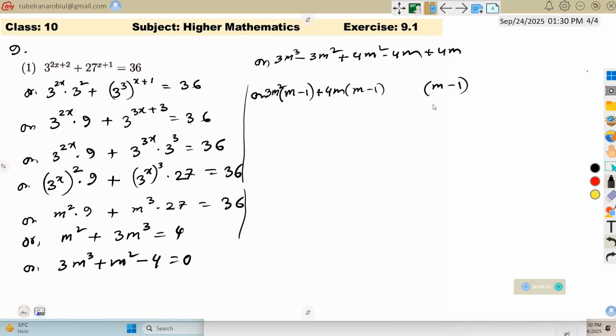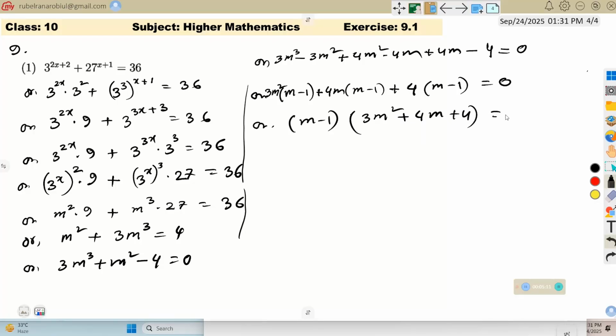So our other factor is m minus 1, and we have to multiply it by 4. So we will get 4m. After completing the multiplication, we will get minus 4. And yes, this was our first line. So our factors are m minus 1 and 3m square plus 4m plus 4. Now we have two parts, and the product of these two expressions is 0, so each of them will be 0.